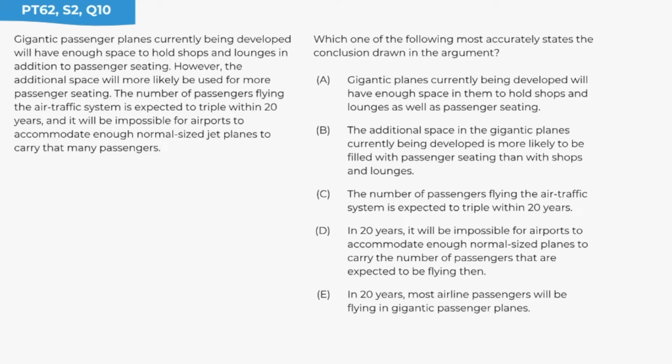All right, so they've got these new gigantic passenger planes coming. They could hold shops and lounges, and then you see that pivot. However, the additional space will more likely be used for more passenger seating. That's the conclusion of the argument, that it will more likely be used for passenger seating. And notice that sentence is a prediction about the future. Just like recommendations have a strong tendency to be conclusions, so do predictions. So if you see a prediction being made about the future based off of evidence that they see today or about the past, really consider that as being a contender for the main point.